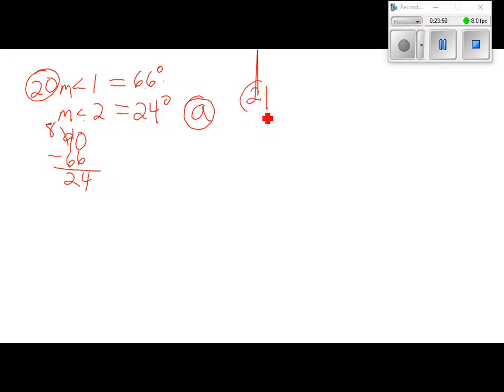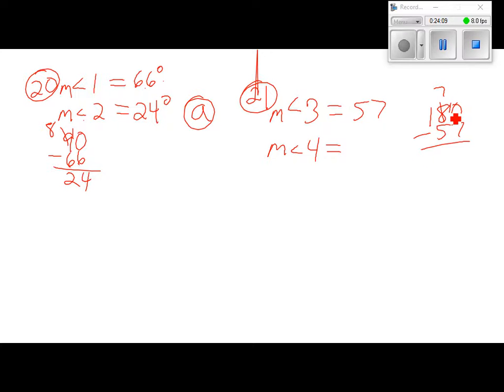Problem 21 says angle 3 and angle 4 are supplementary. The measure of angle 3 equals 57 degrees. They want us to find the measure of angle 4. So since they're supplementary, we take 180 minus 57. Borrow here. That's 3, 2, 123 degrees. So angle 4 is 123 degrees, which is letter B.